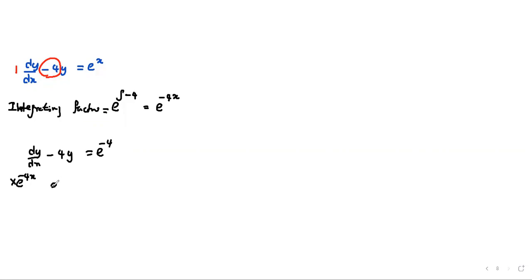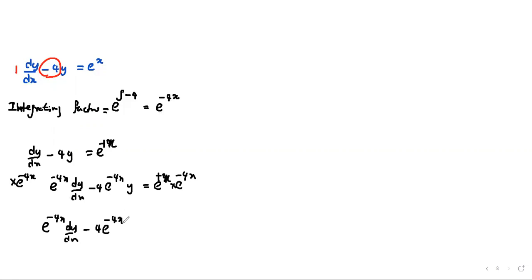It turns up to e to the power minus 4x dy by dx minus 4 times e to the power minus 4x y equals e to the power x into e to the power minus 4x. Now this has turned up to e to the power minus 4x dy by dx minus 4 e to the power minus 4x y equals e to the power minus 3x. Right.